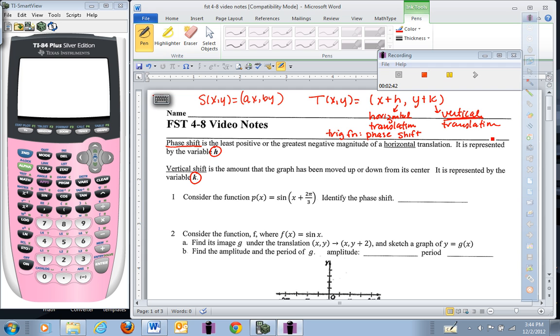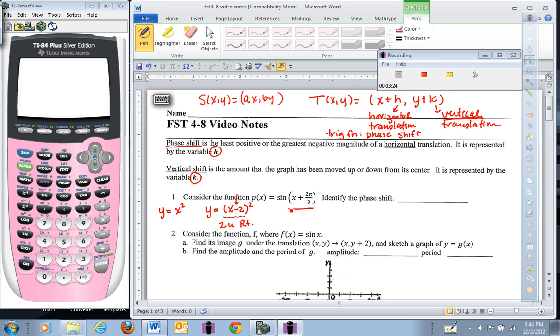Okay, so it wants us to consider the function p of x is equal to the sine of x plus 2/3 pi. So it's identified the phase shift. Well, if we go back to the parent graph y equals x squared, which was a parabola, and I said, what's happening if I say y equals (x minus 2) squared? Well, you would tell me that because this is inside the grouping symbol, a minus 2 would shift this 2 units to the right. Remember that back from chapter 3? Well, the same is true in the trigonometric functions.